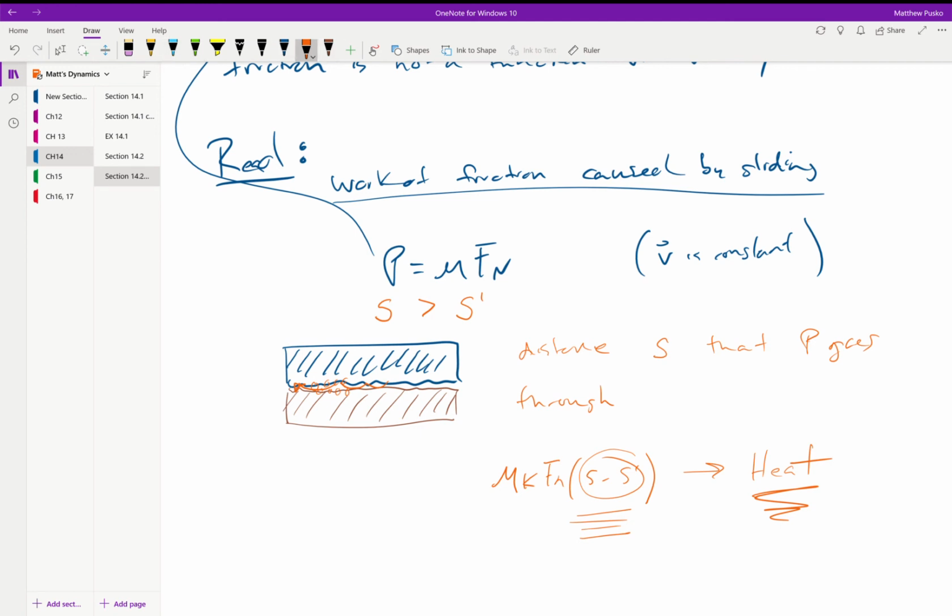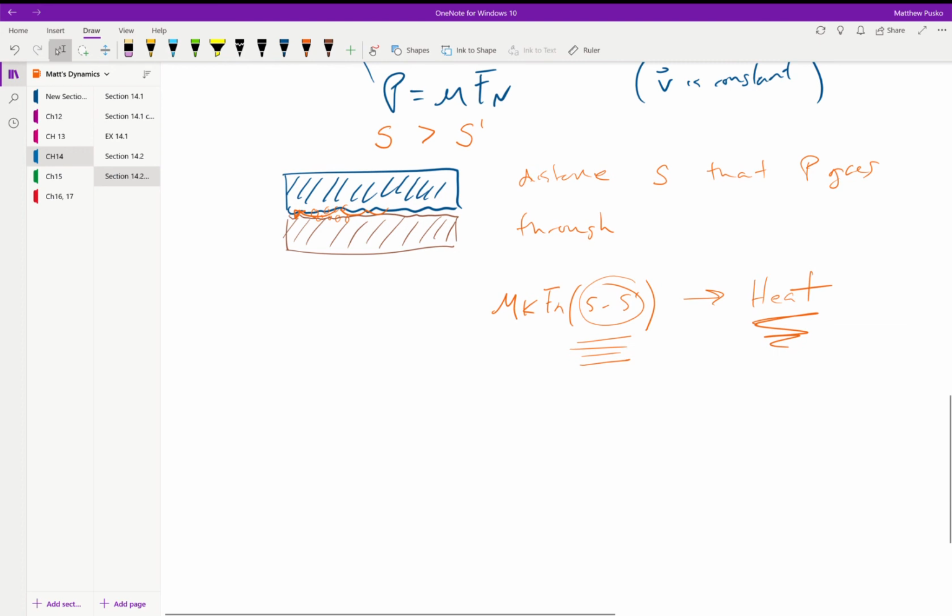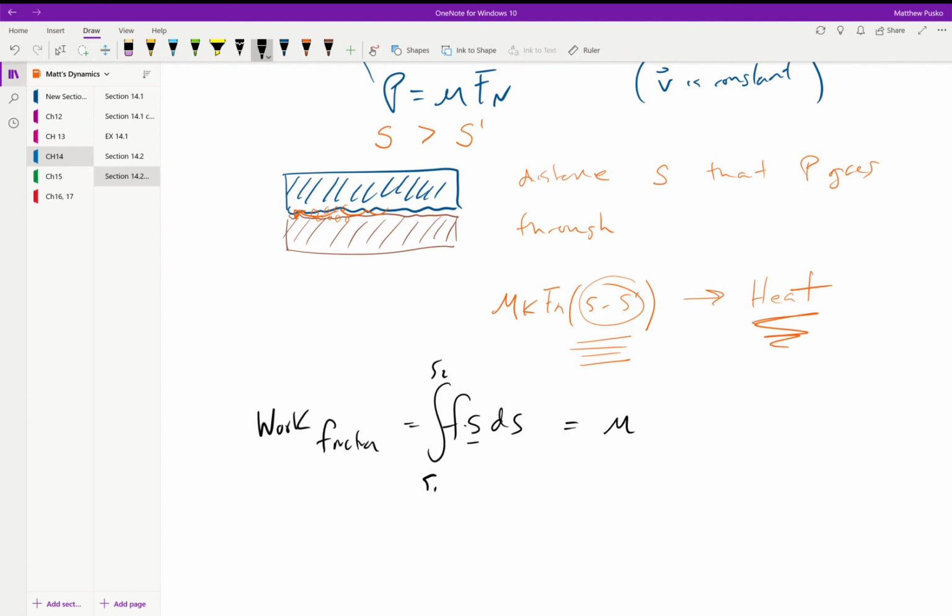So to wrap up, I don't even know if your book talks about this. The work by friction would just be equal to that frictional force integrated through this distance s, from s1 to s2. So if it's a function of s, you'd integrate it. Otherwise, you would just have mu k times the normal force, integrate s from s1 to s2. Alright.